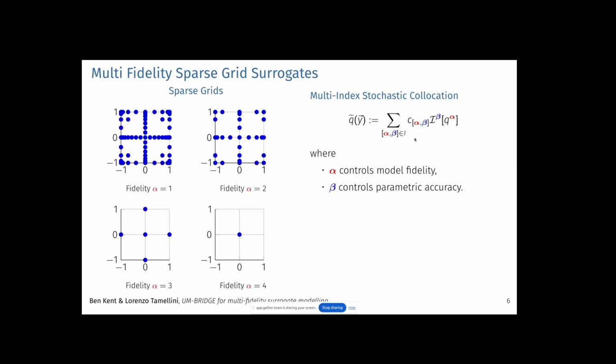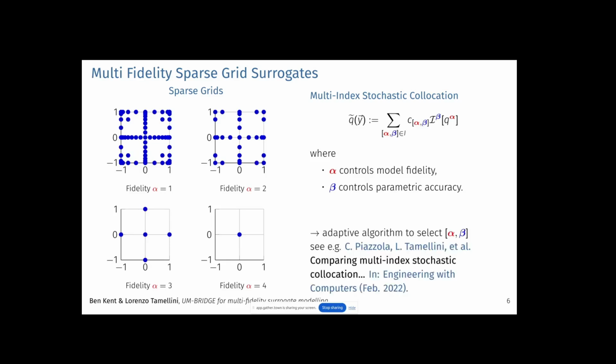And of course, we don't want to just define this a priori. The now standard way of doing stochastic collocation or multi-index stochastic collocation is that we use a greedy algorithm that can select the best fidelity and parametric accuracy combinations, and we progressively build up our approximation like so. There's more detail in this paper by Chiara Piazzola and Lorenzo Tamellini with an extremely long title, which is on the slide two slides in.